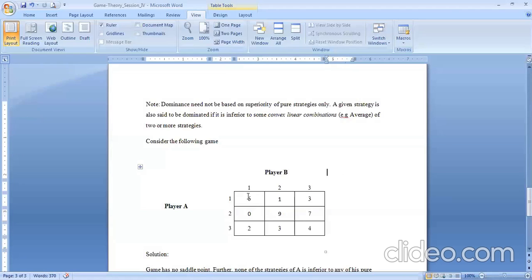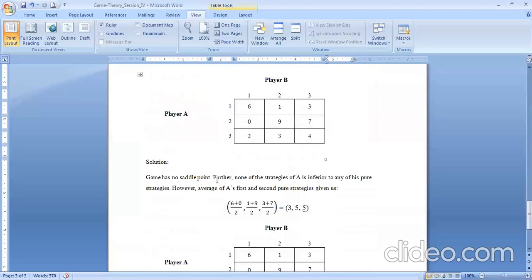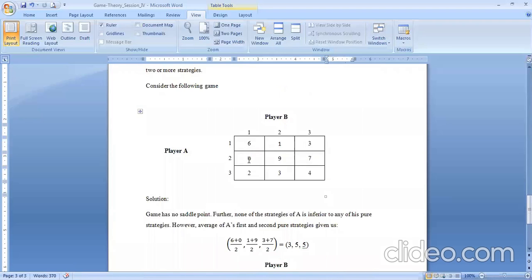So let us take a problem of this kind. In this problem, you just see here, 6 is greater than 0, but 1 is less than 9. So first and second cannot be compared. Let us compare first and third. 6 is greater than 2, but 1 is less than 3. So 1 and 3 cannot be compared. Next, let us compare the 2 and 3.